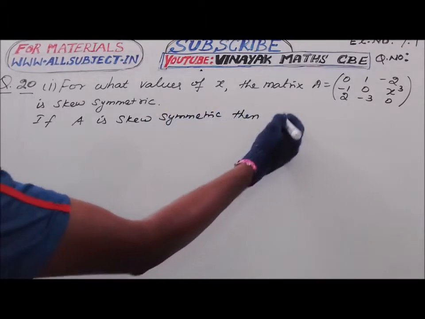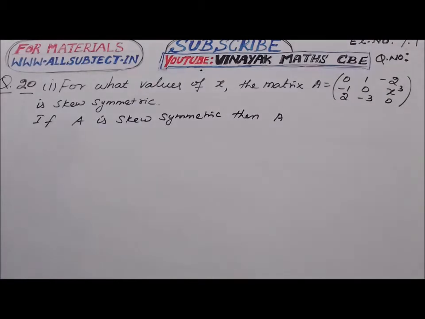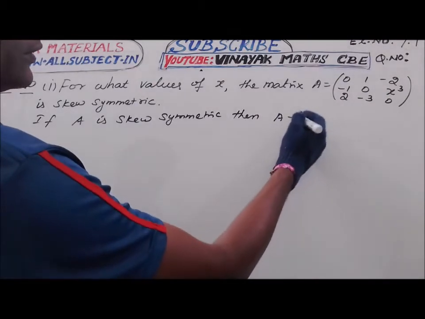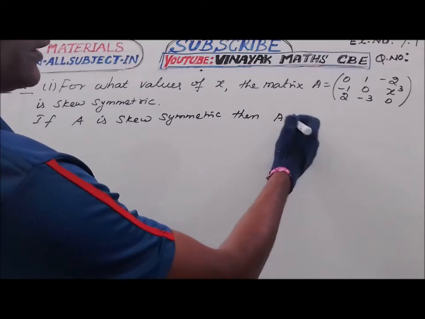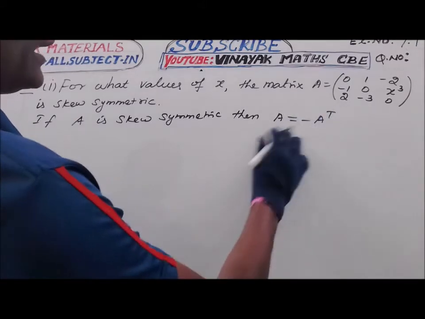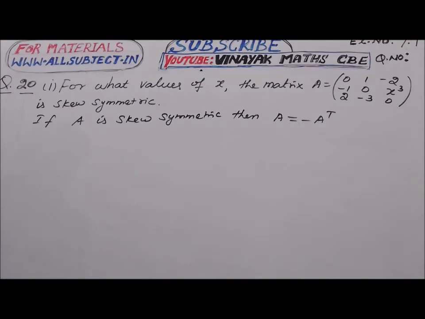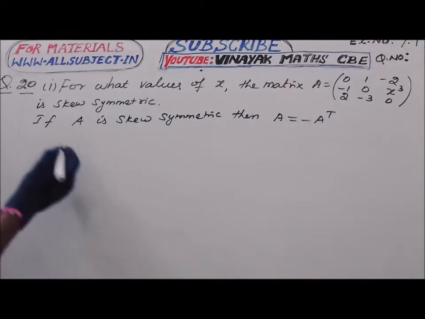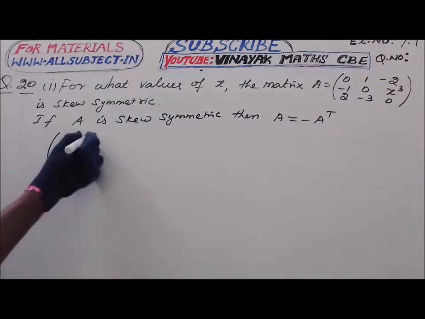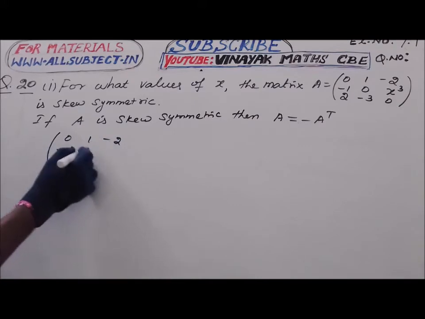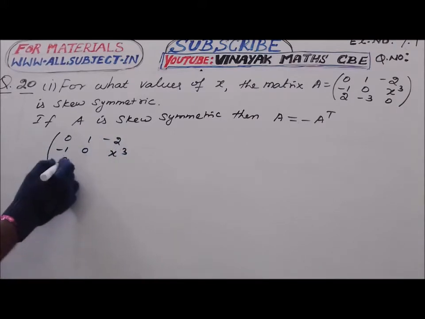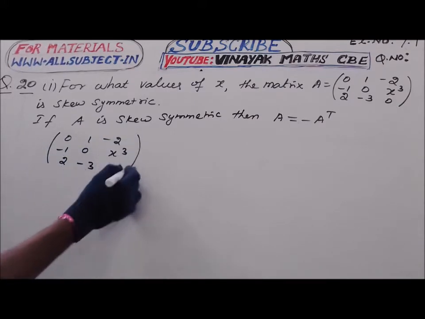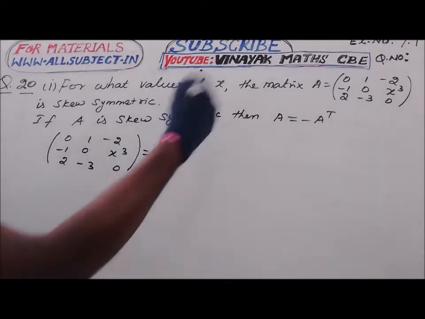If A is skew symmetric, then A is equal to minus A transpose, or A transpose is equal to minus A. Now given A is [0, 1, -2; -1, 0, x³; 2, -3, 0], which is equal to minus of A transpose.